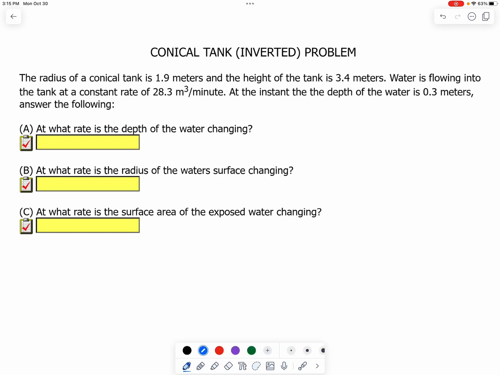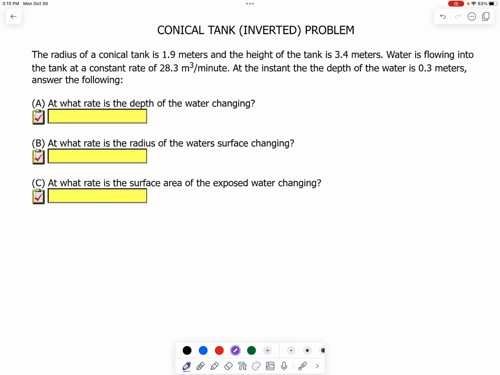Let's start with this first one called the inverted conical tank problem. The radius of a conical tank is 1.9 meters and the height of the tank is 3.4 meters. Water is flowing into the tank at a constant rate. At the instant the depth of the water is 0.3 meters, answer the following.